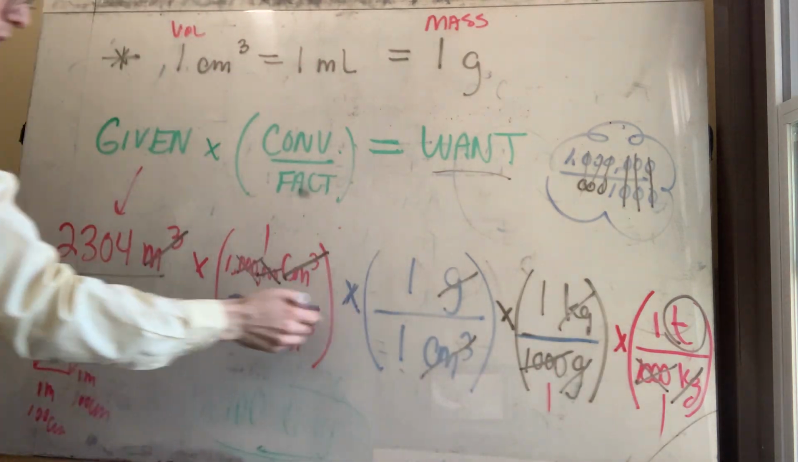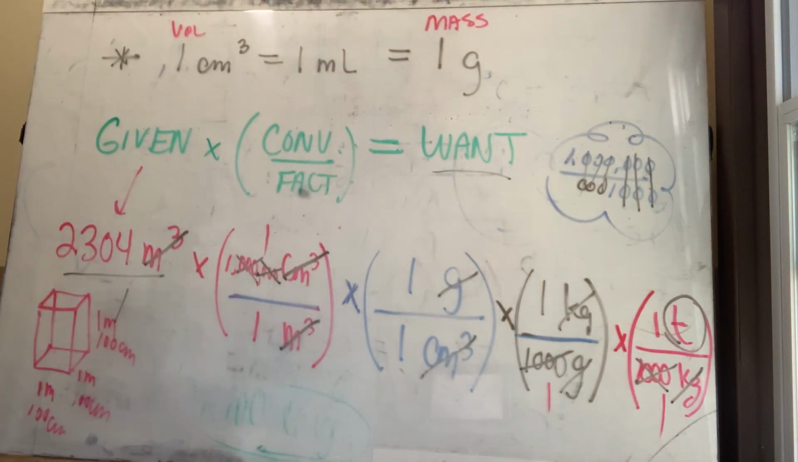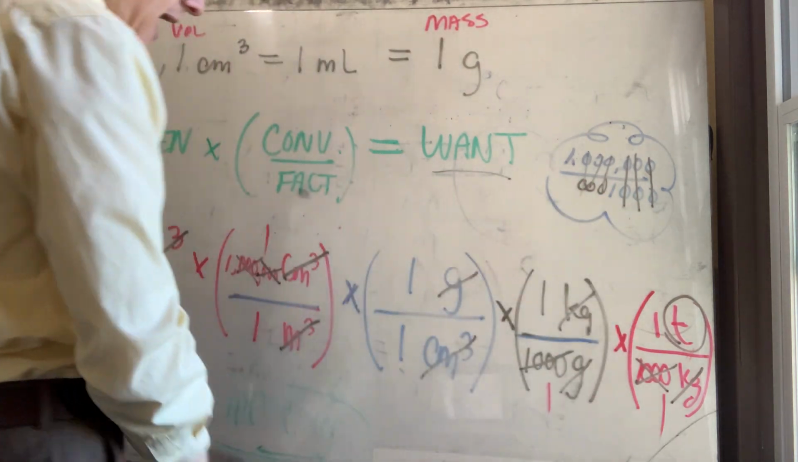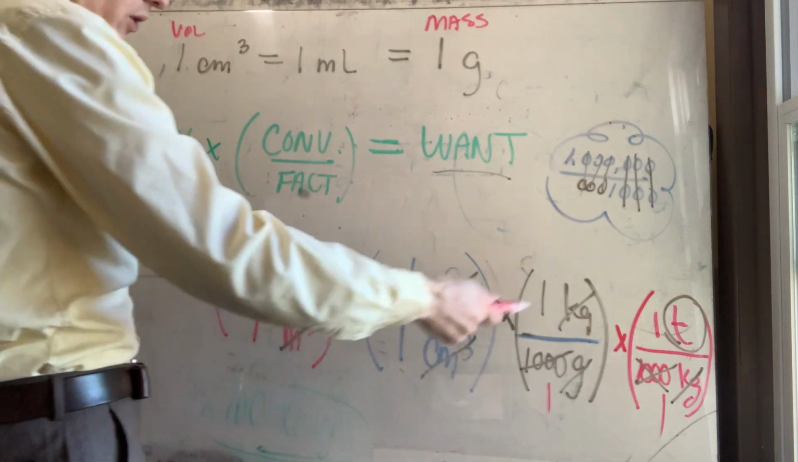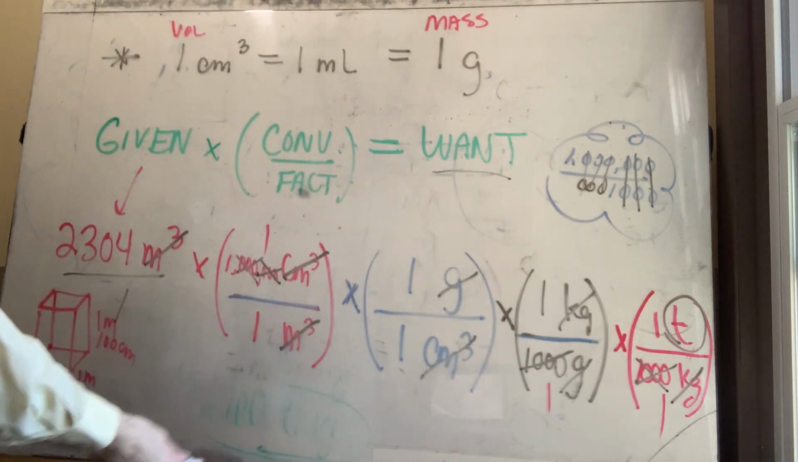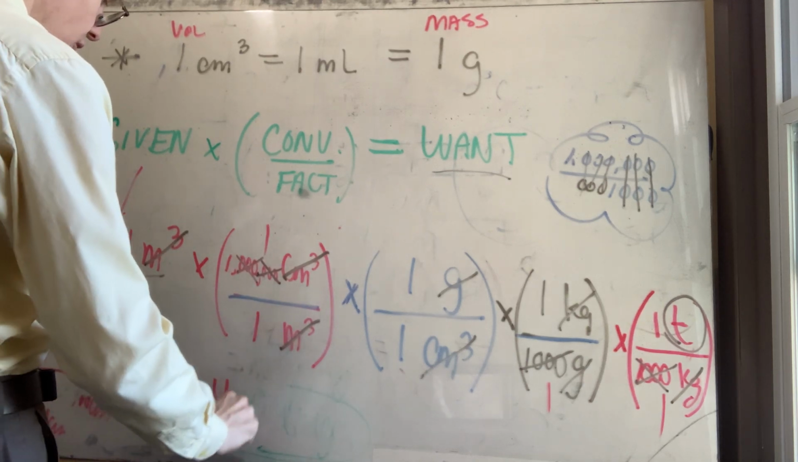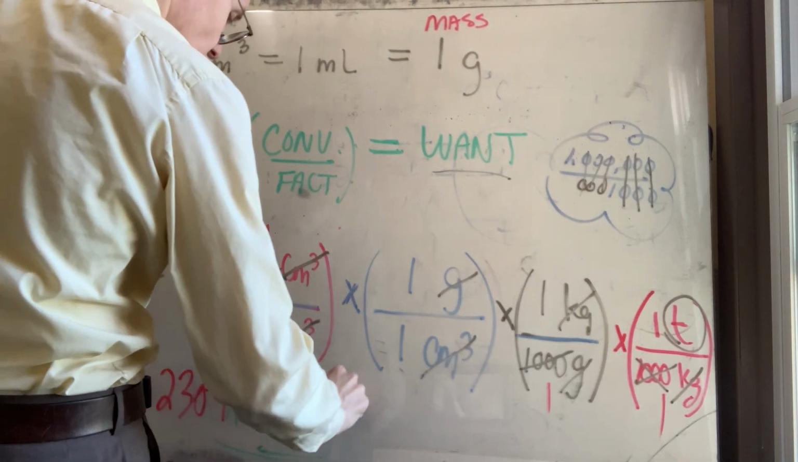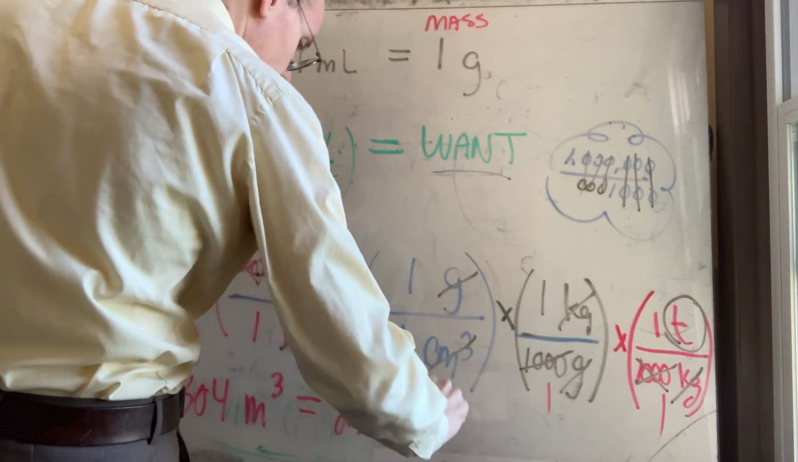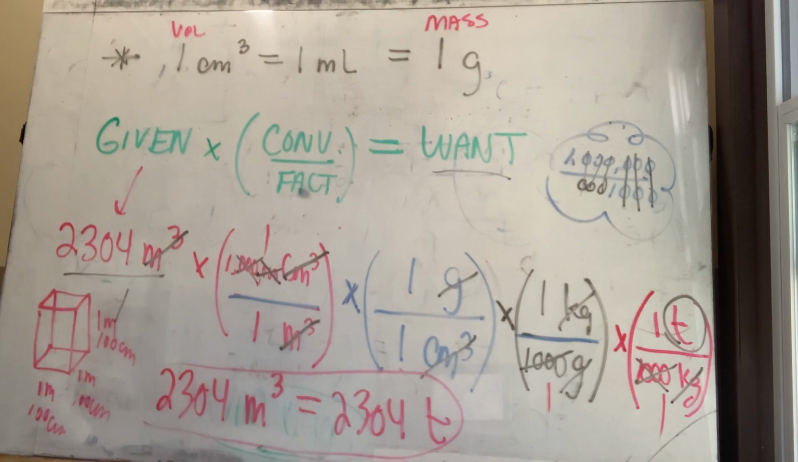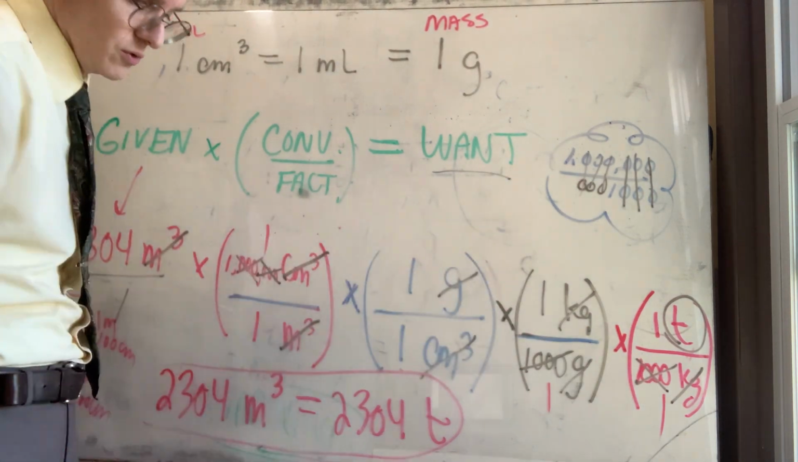1, 1, 1, 1, 1, 1, 1, 1, 1. Everything is 1. So 2304 times 1 is unchanged, is unchanged, is unchanged, is unchanged. And the denominators are now 1 and 1 and 1 and 1 and 1. So that means that actually 2304 cubic meters is 2304 metric tons. And we're not knowing that unless we rig the machine to do that.